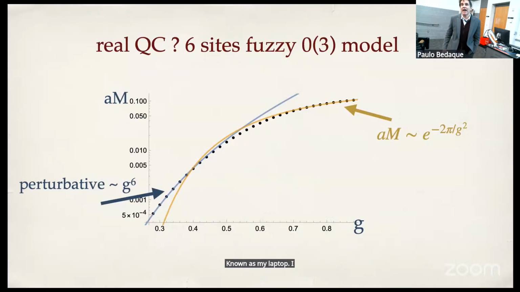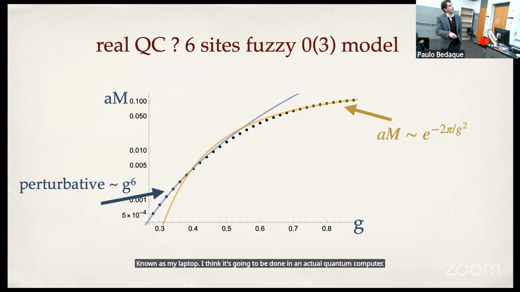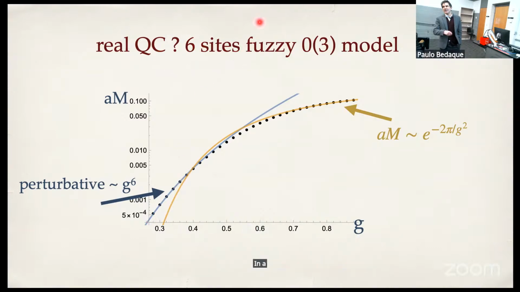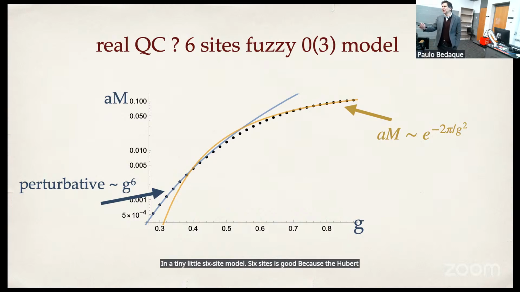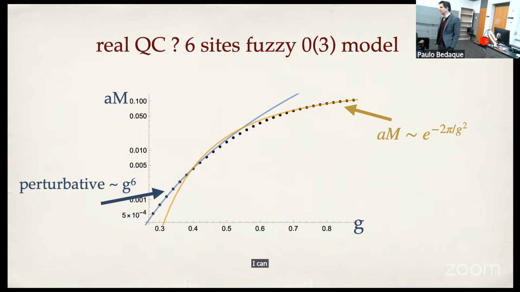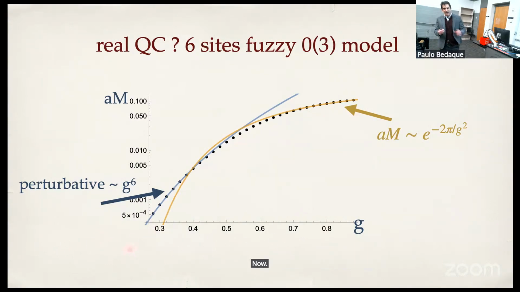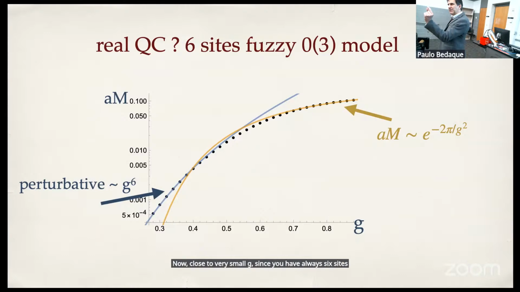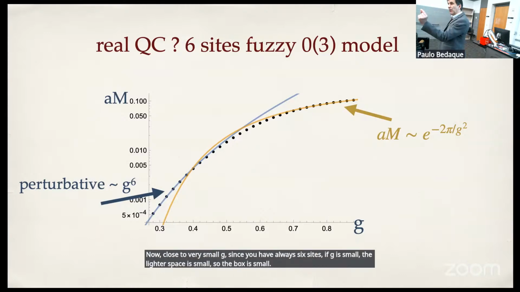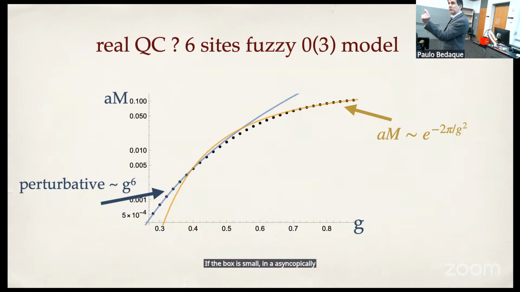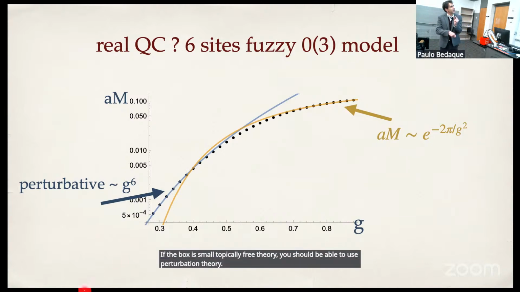I think it can be done in an actual quantum computer. So this is the result of calculating the mass of my particle, the size of the duck, as a function of g, in a tiny little 6-site model. Six sites is good because the Hilbert space is 2 to the 6 bits. I can directly diagonalize this on my laptop. So I know exactly what the gap is going to be, and those are the dotted points. Now, for very small g, since you always have 6 sites, the lattice spacing is small, so the box is small. If the box is small, in an asymptotically free theory, you should be able to use perturbation theory. And you use perturbation theory, and you get this blue curve.